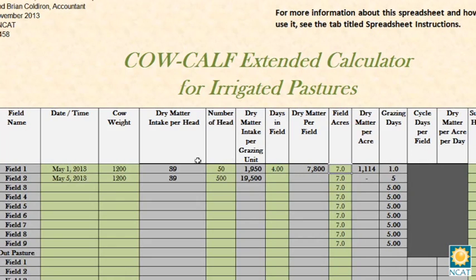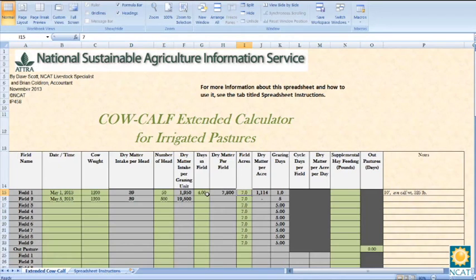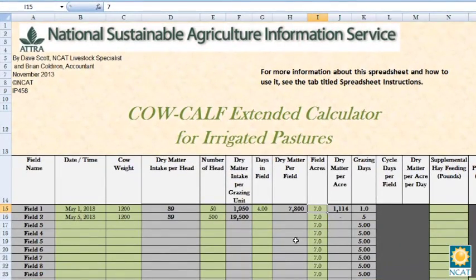Notice that the calculator will calculate your dry matter intake per head, your dry matter intake per grazing unit, the dry matter yield per field, and most importantly, the dry matter intake per acre. It also keeps a running total of the grazing days. You started at 1 day here, 4 days in field 1, day 5 you started field 2. Let's fast forward now a couple grazing cycles and see what happens.